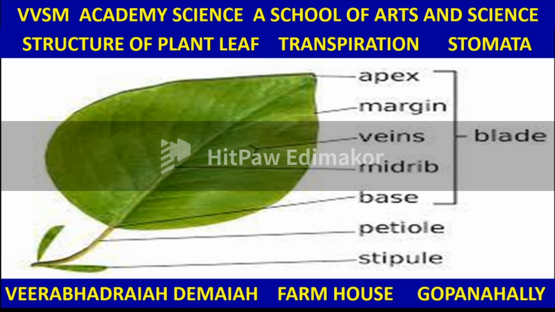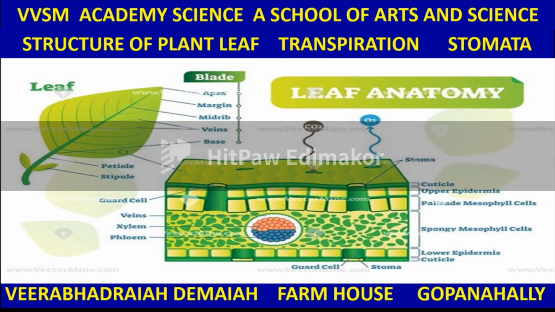The structure of the plant leaf, transpiration, that is stomata. As far as the structure of the leaf is concerned, the tip of the leaf is the apex, the boundary is the margin, and the midrib with veins and midrib base. The whole thing is called the blade of the leaf. Next, coming to the petiole and stipule. Well, as far as leaf anatomy is concerned, there are the cuticle, upper epidermis, palisade, mesophyll cells and other things, guard cells, stomata and all.